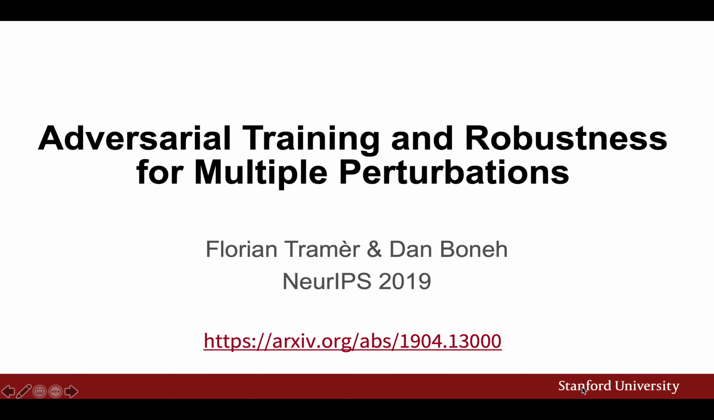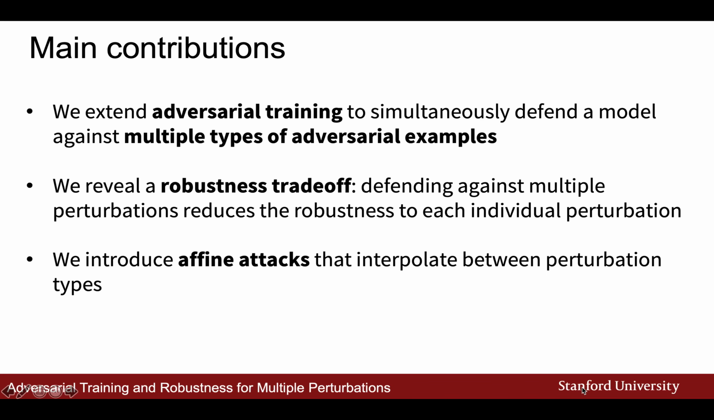This video presents our paper on Adversarial Training and Robustness for Multiple Perturbations, which appears at NeurIPS 2019. We tackle the problem of defending machine learning models against multiple types of adversarial examples. We show, both formally and experimentally, the existence of a robustness trade-off, where defending against multiple perturbation types lowers the model's robustness to each individual type. We also introduce affine attacks that further reduce the accuracy of robust models by interpolating between perturbations.